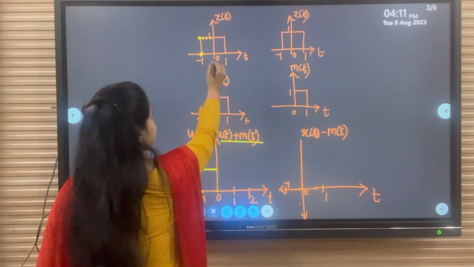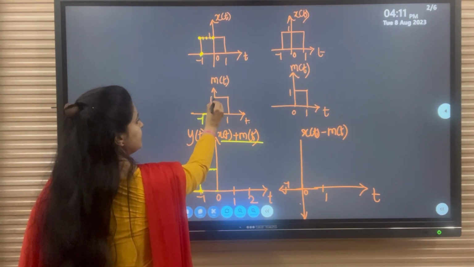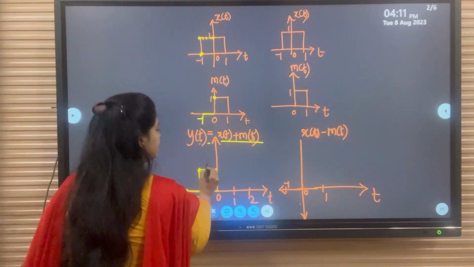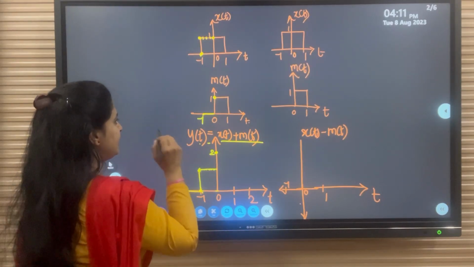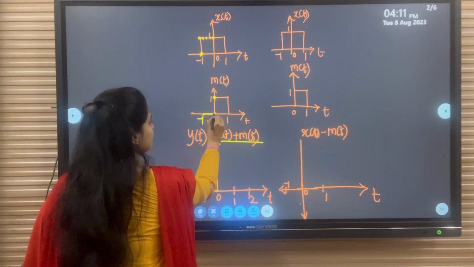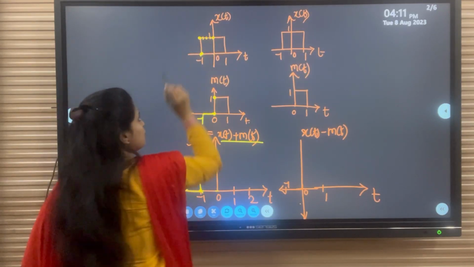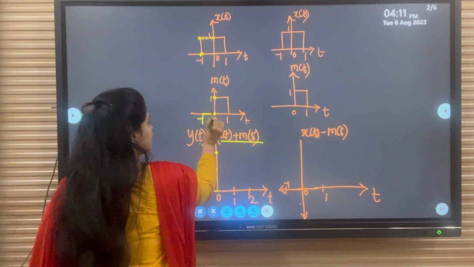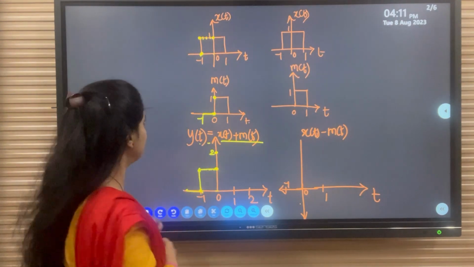Then at 0, this signal is having amplitude +1. Here this is having amplitude +1. So 1 plus 1, here I am having this amplitude is equal to 2. Again here this signal is having amplitude as a 0. Here this signal is having amplitude as a +1 as it is. So 1 plus 0 is equal to 1. I'll repeat this one more time.